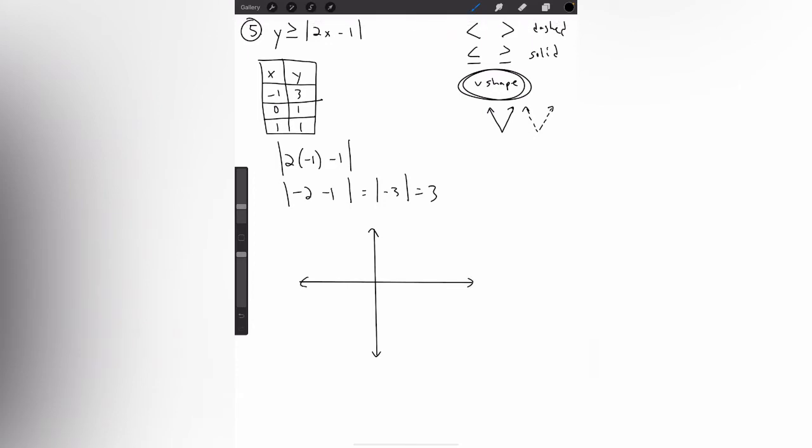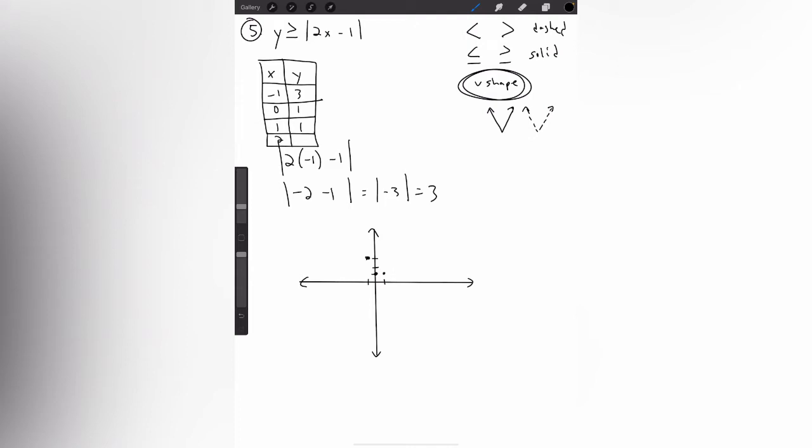Let's see what we get. So far I have -1 up 3, 1, 2, and 3. I have 0, 1. And I also have 1, 1. Which is interesting, right? And then let's see what happens if I put in positive 2.